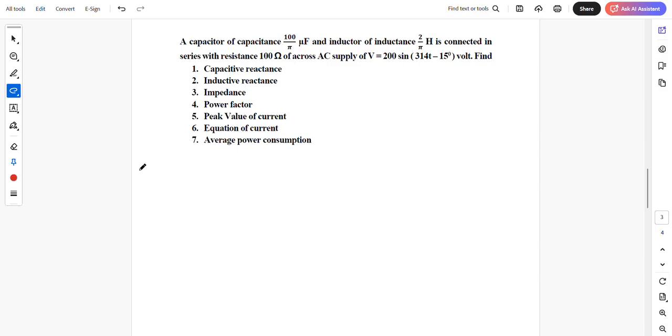A capacitor of capacitance is given, an inductor is given, and resistance is given. Now let us write the LCR circuit. This is L, C, and R.